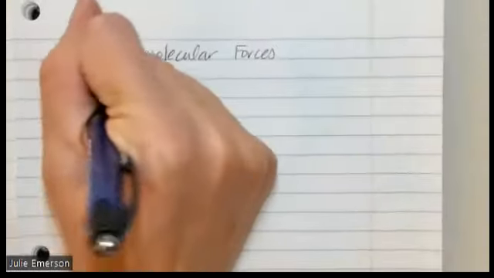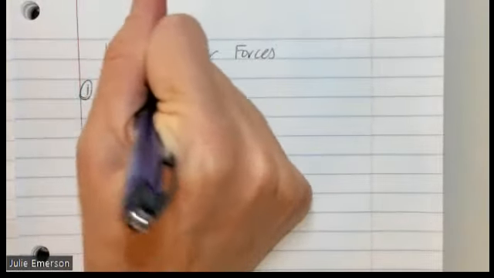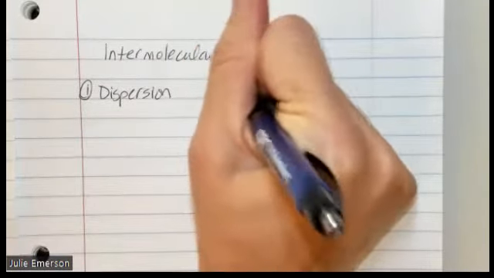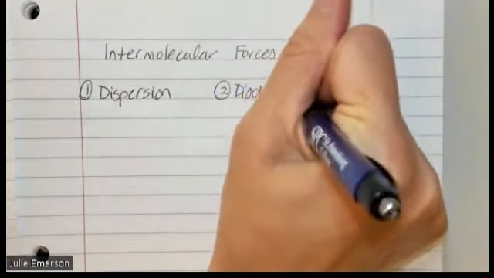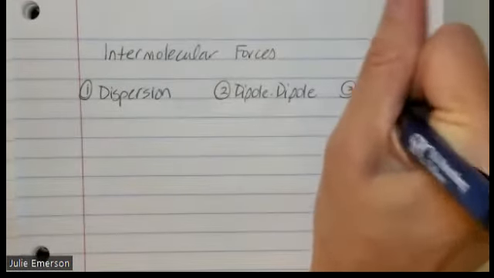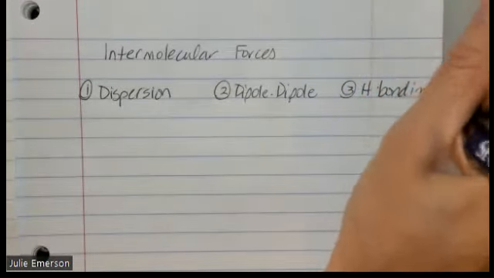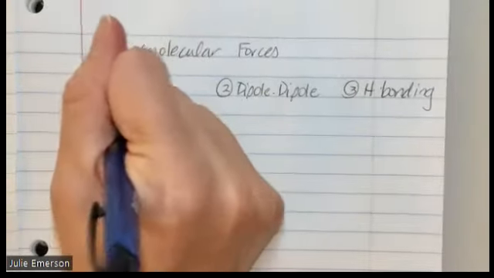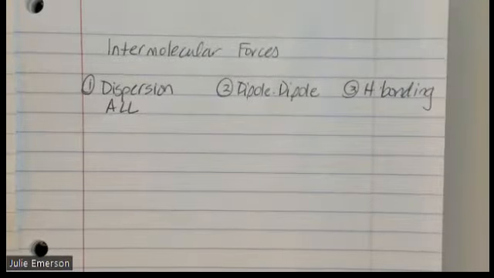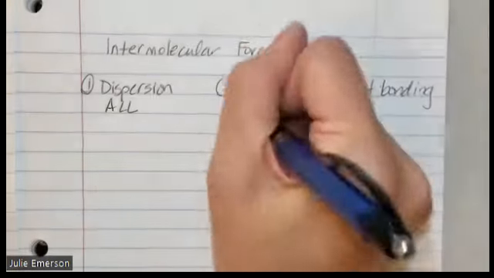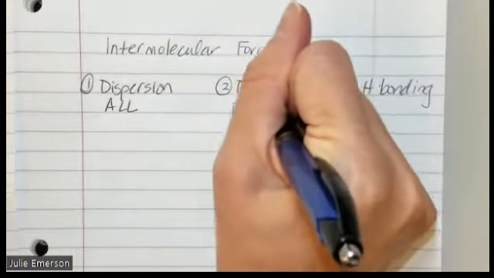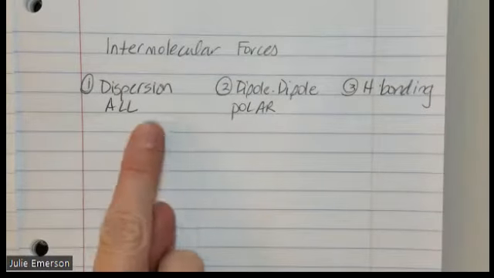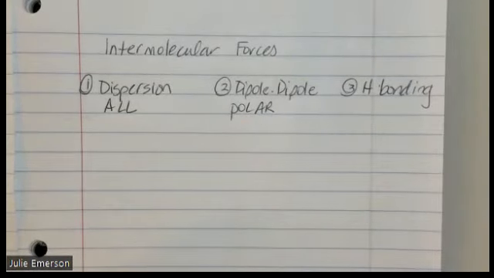So first thing is our three forces. We have dispersion. We have dipole-dipole forces. And then we have hydrogen bonding. Those are the three. All right, and they're additive. So dispersion forces are in all molecules. All molecules have dispersion forces. So that's sort of like a baseline. That's in everything. Dipole-dipole, those forces are only in polar molecules. So a polar molecule will have dispersion forces and dipole-dipole forces. So they always are additive.